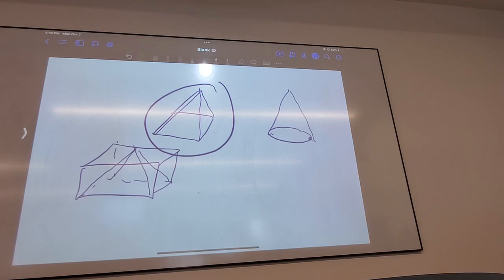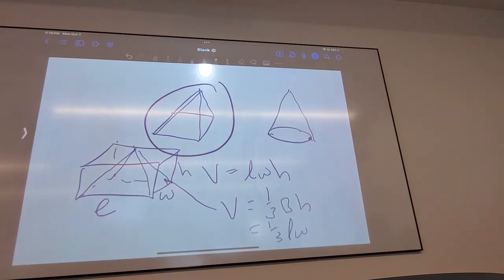What's the formula for the volume of the rectangular solid? Length times width times height. The volume of a pyramid is always 1/3 the area of the base times the height. So in this case, it's 1/3 LWH. Isn't the area of the base L times W?